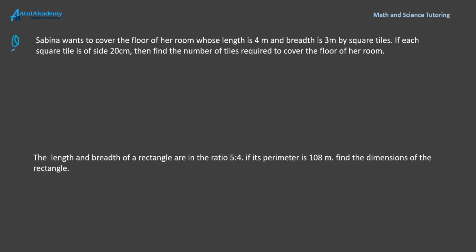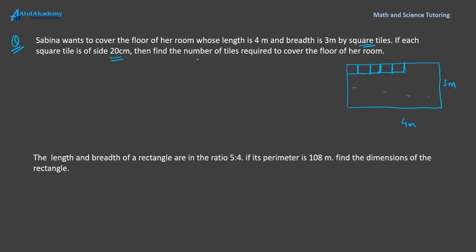Next question says that Sabina wants to cover the floor of her room, whose length is 4 meter and breadth is 3 meter, by square tiles. So you have a room. Sabina has a room like this. Its length is 4 meter, this is 3 meter. It's not drawn to scale. Now she wants to cover it with square tiles. The tiles are square in shape, and each square tile is 20 centimeter. I'll just draw approximately like this. She has to cover this whole part with these square tiles.